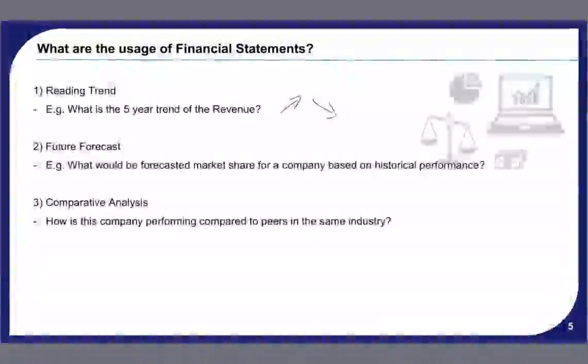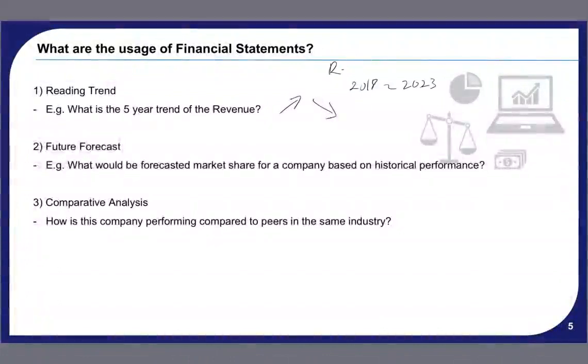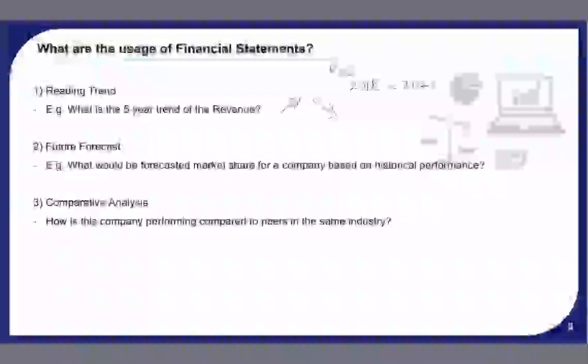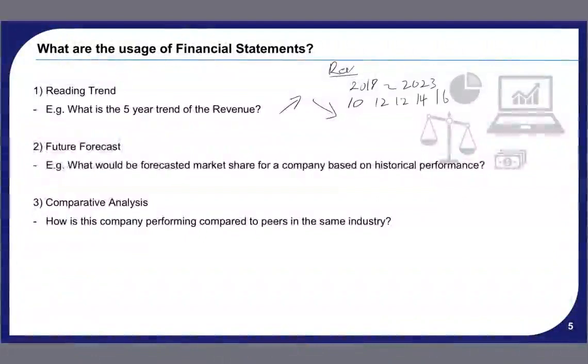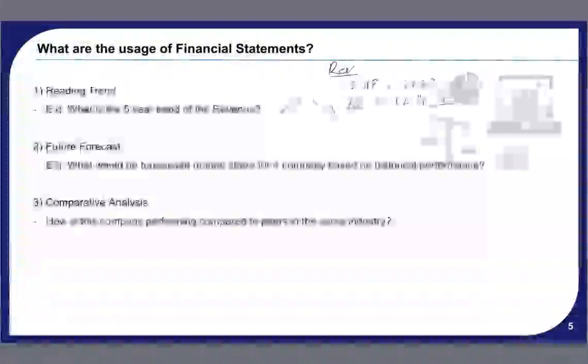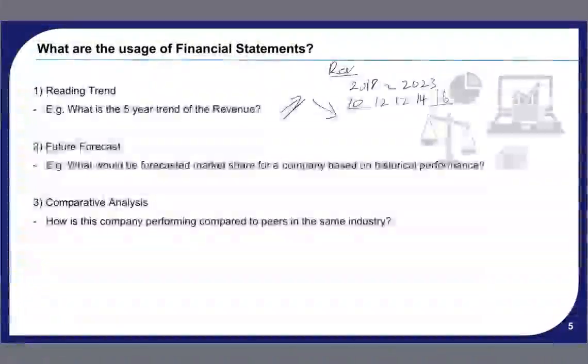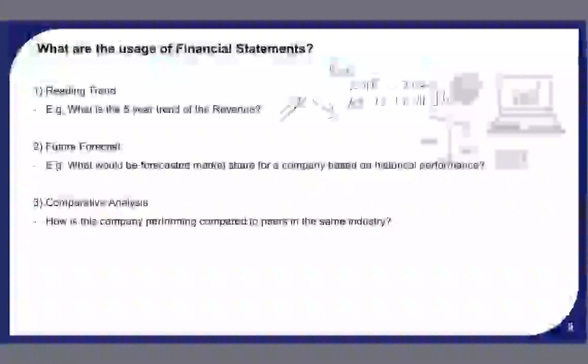So let's say from 2018 to 2023, we're looking at revenue here. Let's say the number was 10, 12, 14, 16. So from 10 all the way to 16, we can see that there is an upward trend. And it could be vice versa, there could also be a downward trend. So we can actually derive some useful information here.